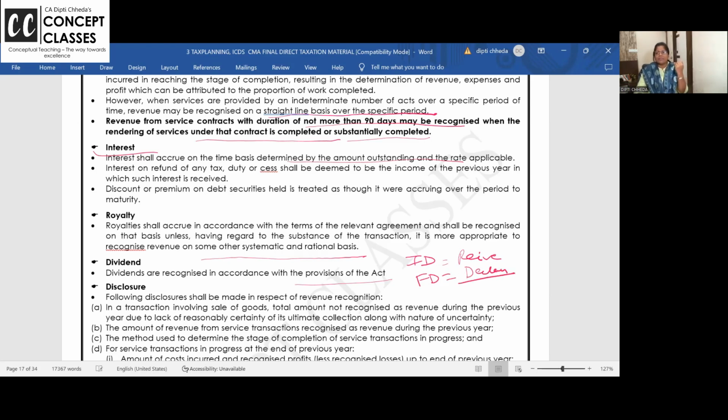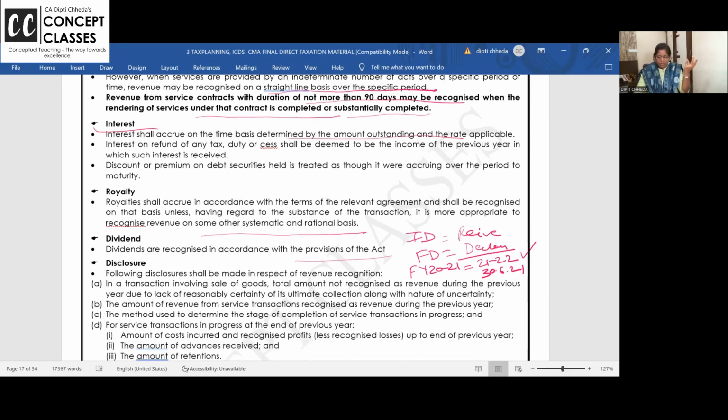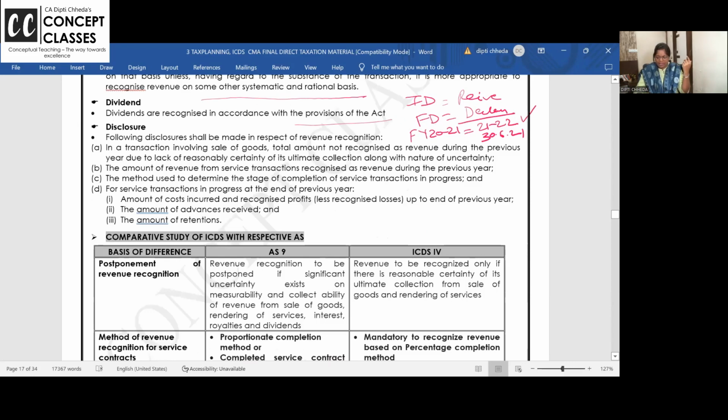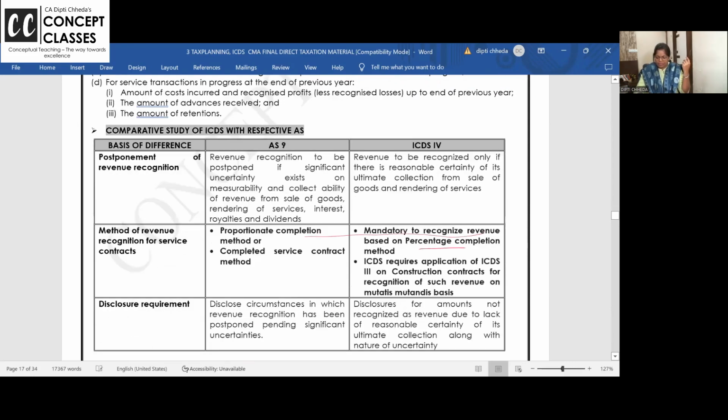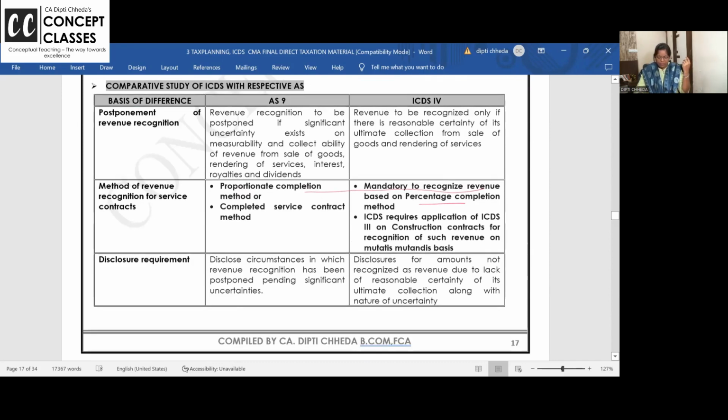So in short, declared means, in common layman's language, when the right to receive the dividend is established. So for financial year 20 and 21, say in 21 and 22, on 30th June, AGM was held and they declared the dividend. So this is obviously going to be taxable in 21 and 22. And then disclosure requirement, what all methods we have followed and all. Compulsory percentage of completion method only you have to follow.